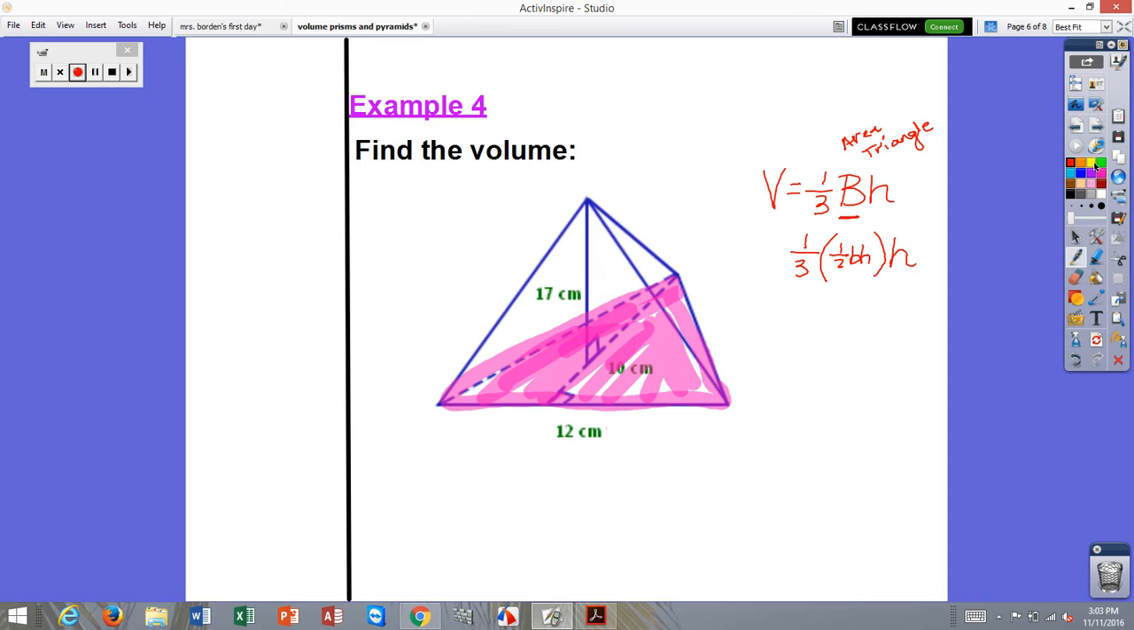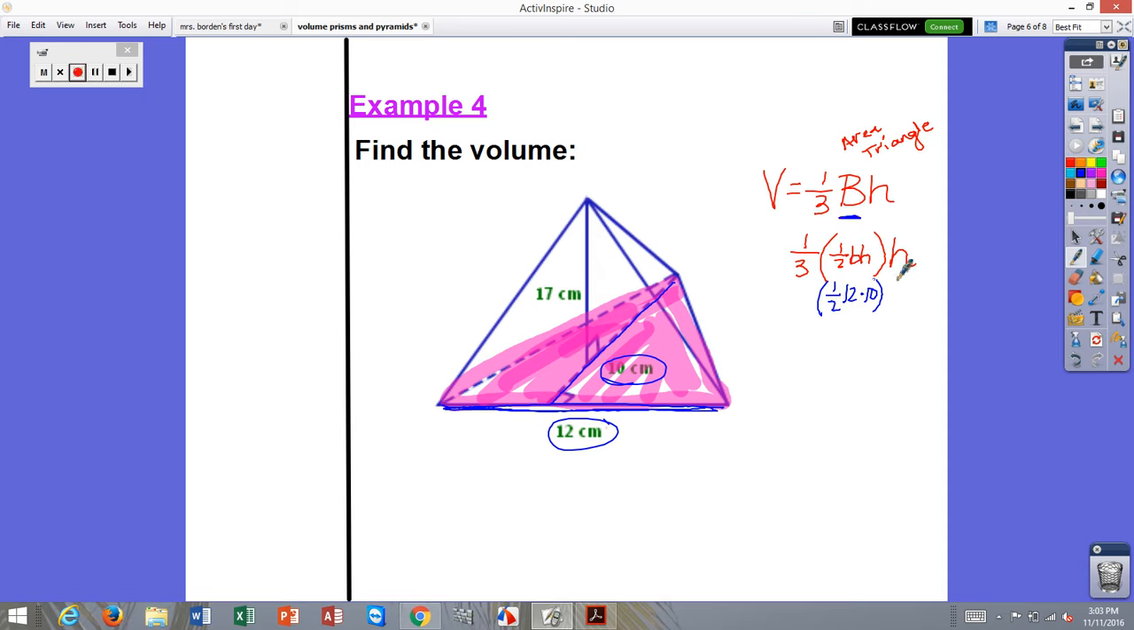If we're just focusing on the area of the base, that's what we shaded. The base of the triangle is 12 centimeters, so we're going to put 12 right here. 1/2 times 12 times, and now I need the height of my triangular base. So I'm just focusing on this bottom triangle. The height of that triangle is down the middle of the triangle, so that's 10 centimeters. So we're going to use that right here.